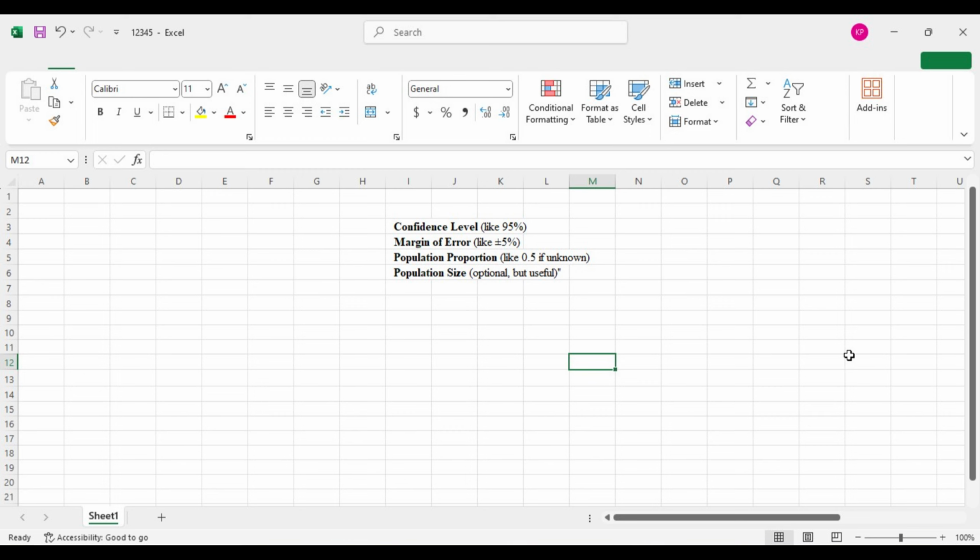The margin of error tells us how much the result might differ from the true value. It shows the range above or below the estimate where the real answer is likely to be. Okay.